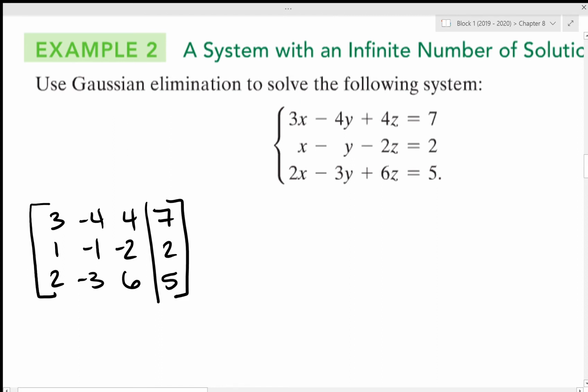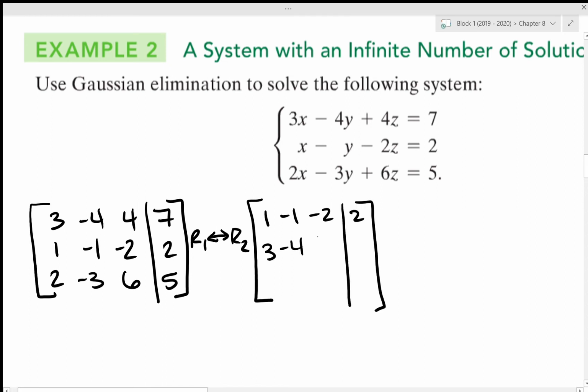So I am going to swap rows 1 and 2 because row 2 has the 1, and I'd rather that be in the first row. So I swap everything. And then I'm going to leave row 3 the same. Okay, so I have the 1 in the top left corner. Now I'm going to make zeros below. So -3 times row 1 plus row 2 and -2 times row 1 plus row 3 to make the zeros below.